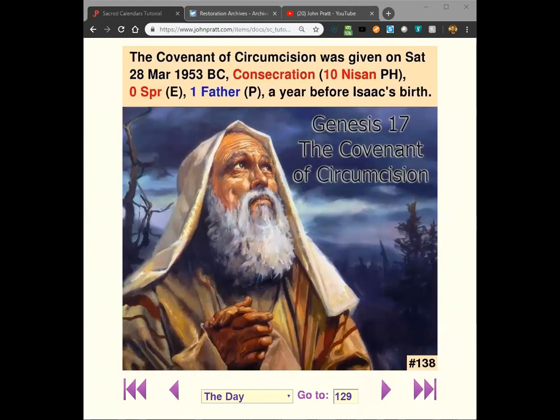I call it, it says here, a covenant of circumcision, but it's more than that. Circumcision is only a token of the covenant. It's the covenant that all the world would be blessed through his children. Oh, this is what I thought we had already done, and I take it back. Now we're doing it.